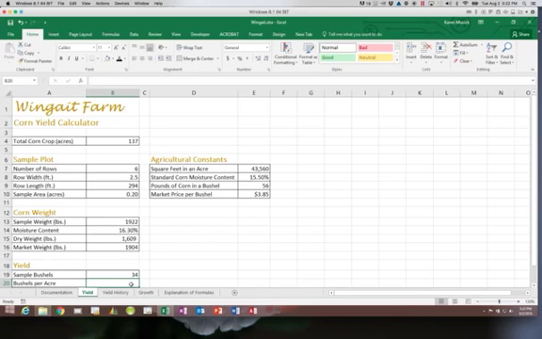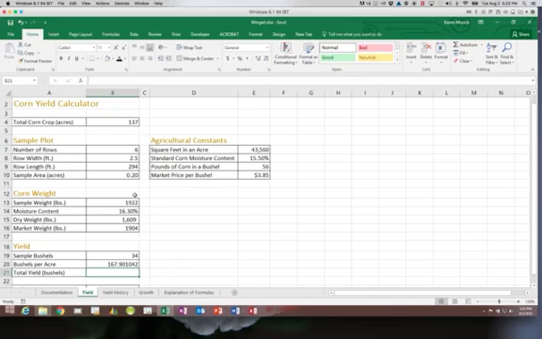The next thing is we want to calculate the bushels per acre. So what we're going to do here is take B19, the sample number of bushels, and divide it by B10, which is our number of acres. And you can see that we're getting about 168 bushels per acre. We are going to again adjust that so that there are 0 decimal places.